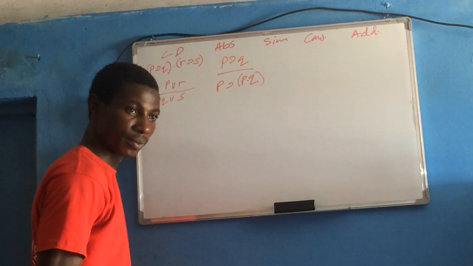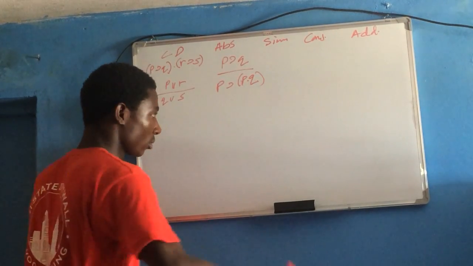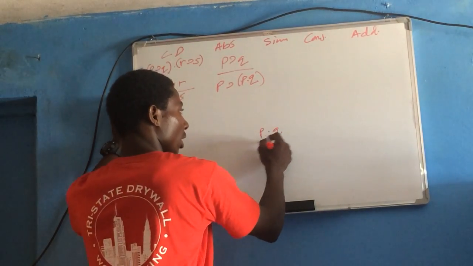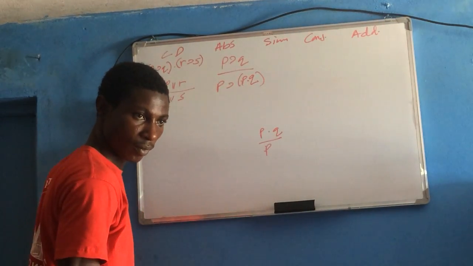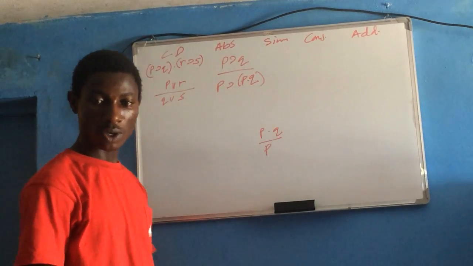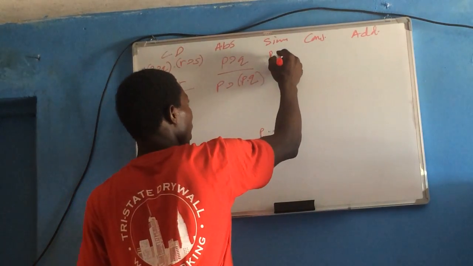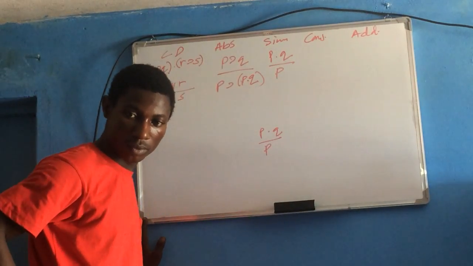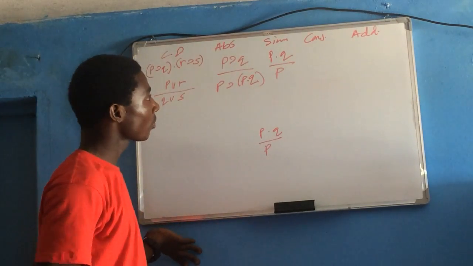Simplification: P and Q, therefore P. If P and Q are true, P is also true on its own. There is also the possibility that P and Q are false. Therefore, P also is false.